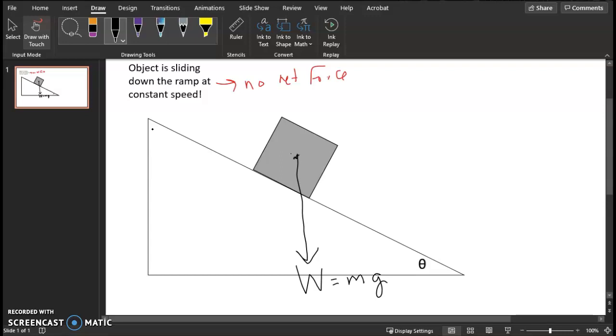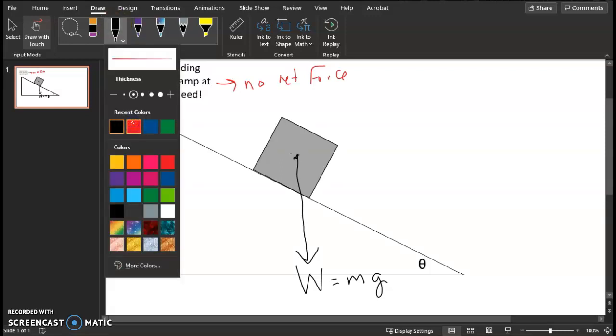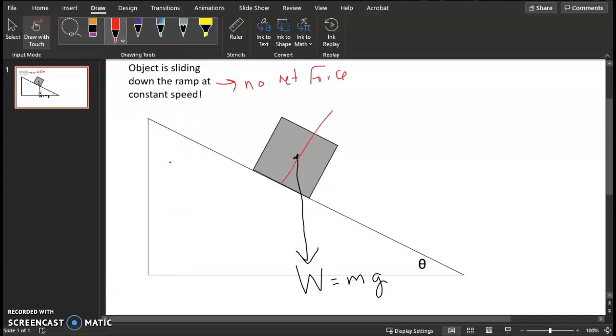Now, the reason the object doesn't accelerate down to the center of the earth is because of the normal force that is acting on the object. The normal force is normal to the surface, perpendicular. It is at a 90-degree angle with respect to the surface. This is 90 degrees. And it extends up from the plane of the ramp, from the surface of the ramp, out of the object upwards. And I'll call this the normal force, capital R, for normal force.